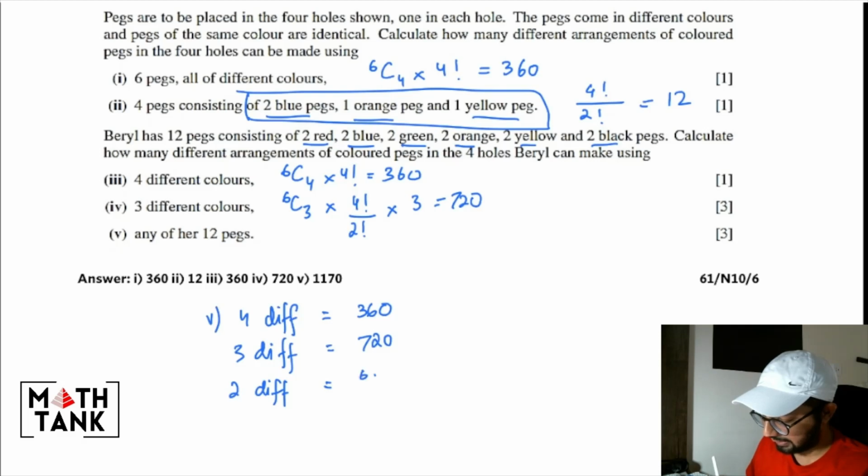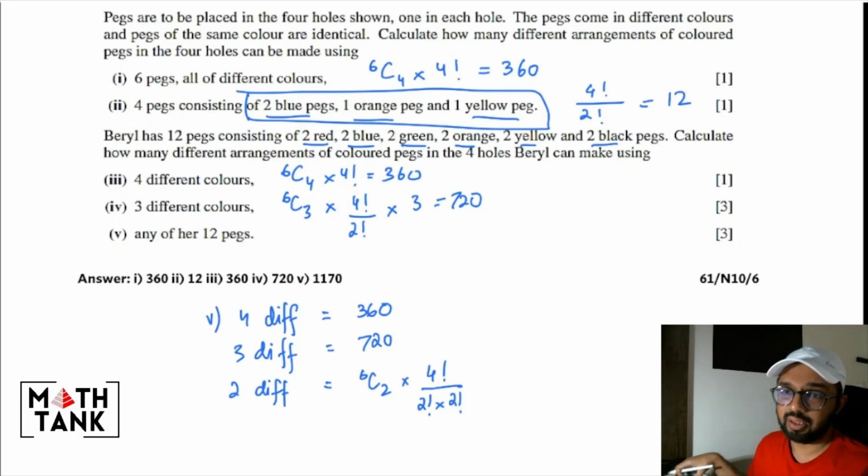So what I'm going to say is 6C2 into 4 factorial into 2 factorial into 2 factorial. So each of those colors was repeated twice. So I'm going to say 6C2 into 4 factorial divided by 4, and that should get me the correct answer.